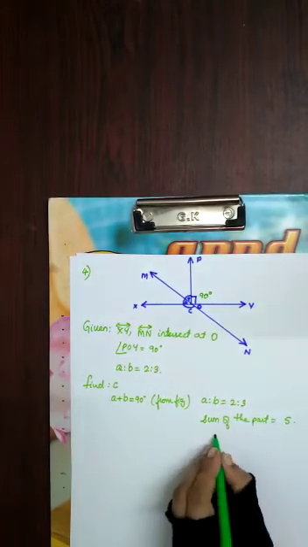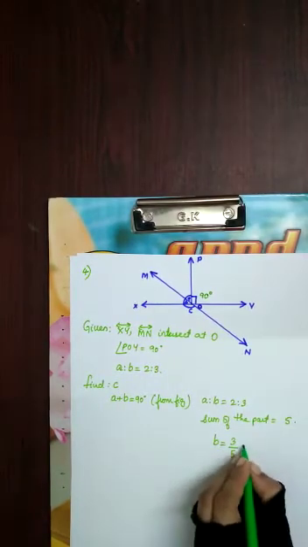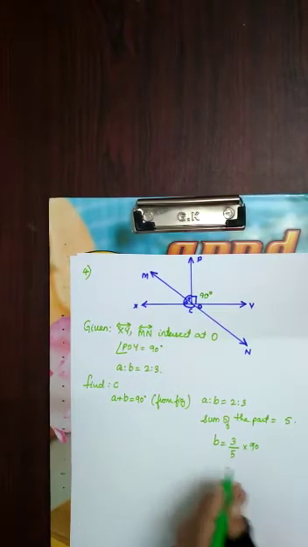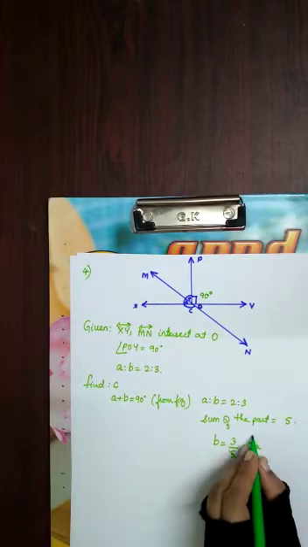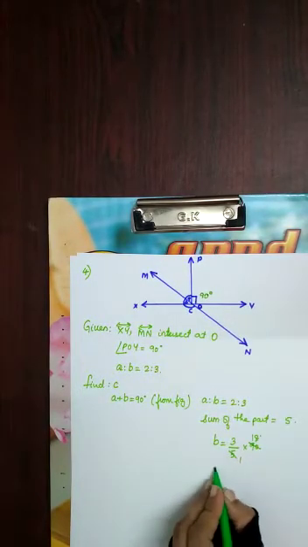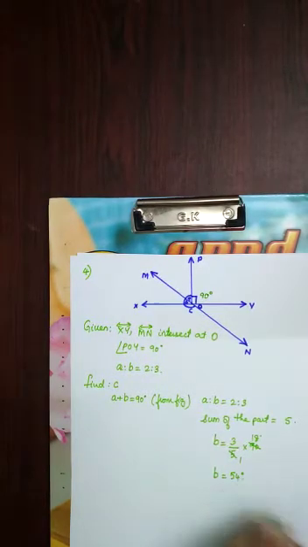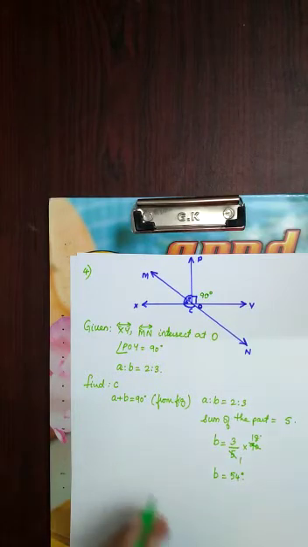So what will be the B part? B part will be 3 by 5 of 90. Okay. So 5 ones are 5, 5 eights are 40. So we have B is equal to 3 into 18, which is equal to 54 degrees. Yes, children, we have found B.